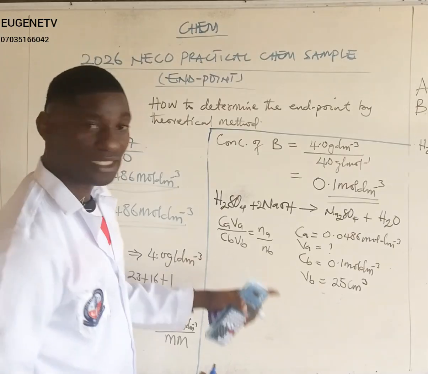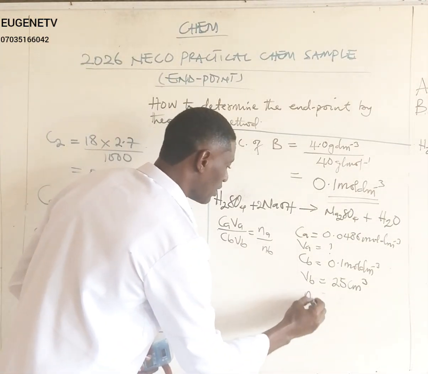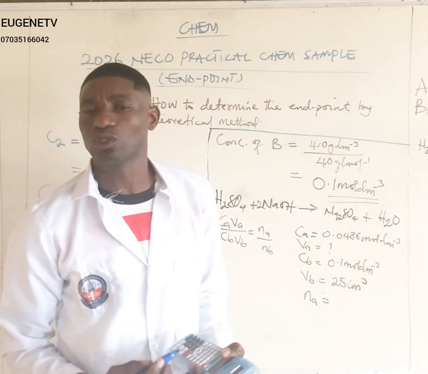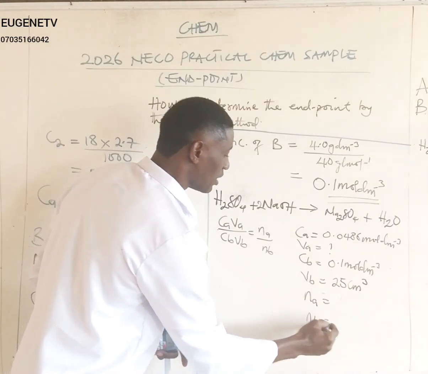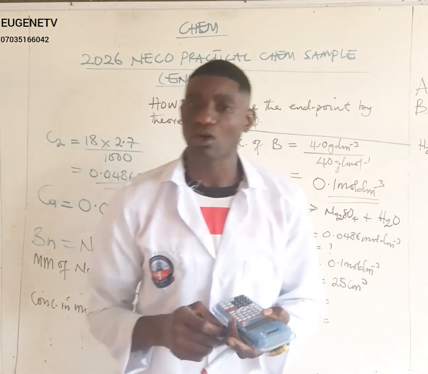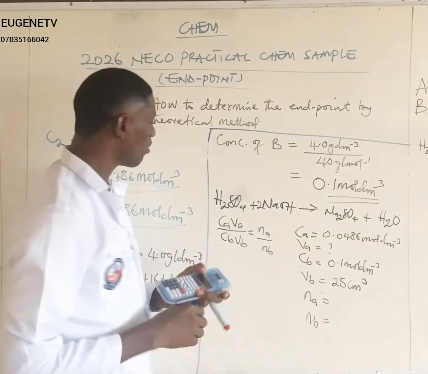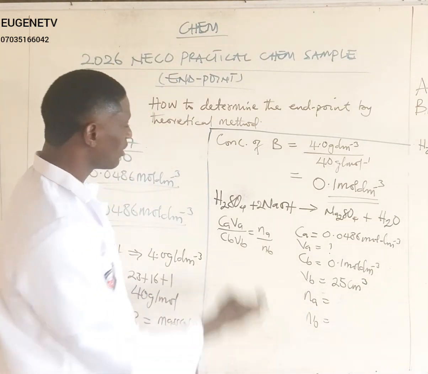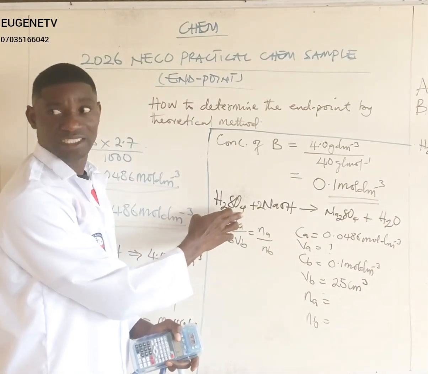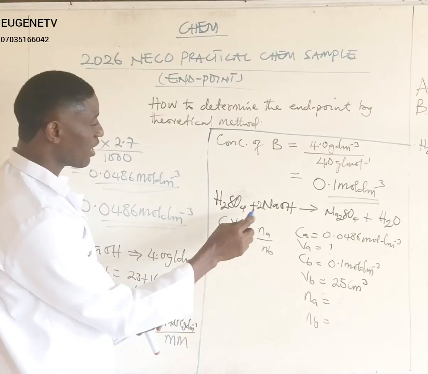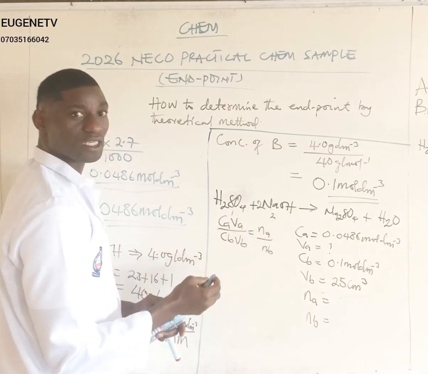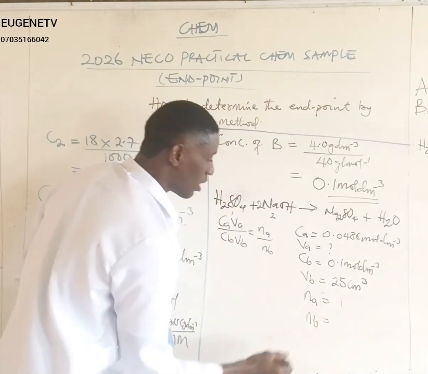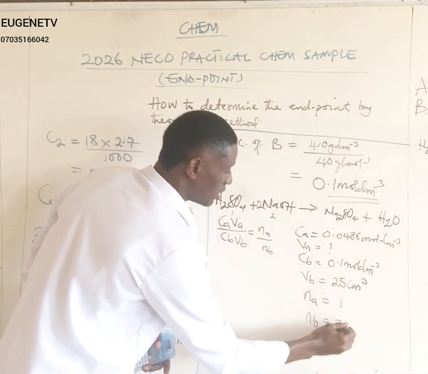The next thing is our Na. Na simply means number of moles of acid, and our Nb is the number of moles of the base. And how do we get that? That is gotten from the equation of reaction as it is balanced. So the number of moles of acid here is 1, and the number of moles of base is 2. So our Na is 1 and our Nb is 2.